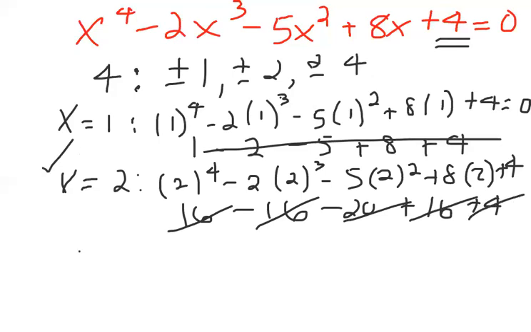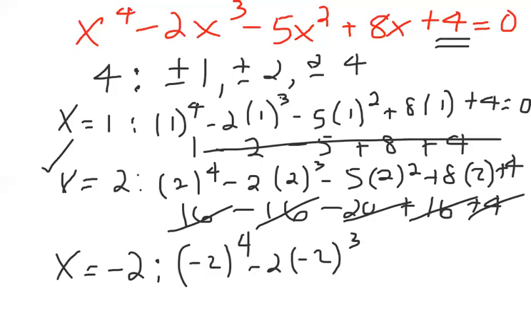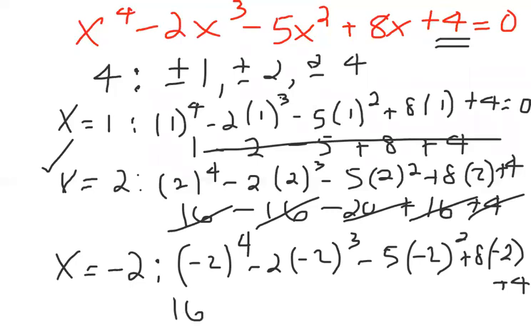Since I can do synthetic division right here anyways, I might as well try the negative 2. Let's give it a try. Negative 2 to the 4th power minus 2 times negative 2 cubed minus 5 times negative 2 squared, and then plus 8 times negative 2, and then finally plus 4. Let's work it out. Negative 2 to the 4th, that's 16. Negative 2 to the 3rd is negative 8. Negative 8 times negative 2 is positive 16. Negative 2 to the 2nd is 4. 4 times negative 5 is going to be a negative 20. 8 times negative 2, guys, is negative 16, and then plus 4.